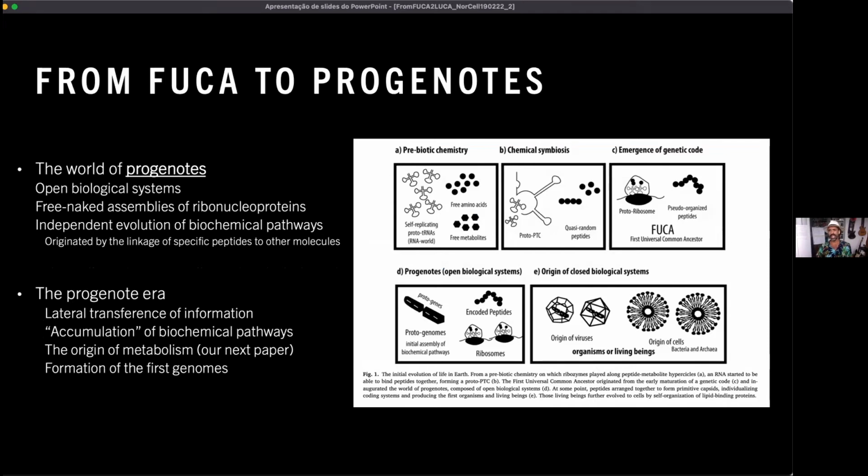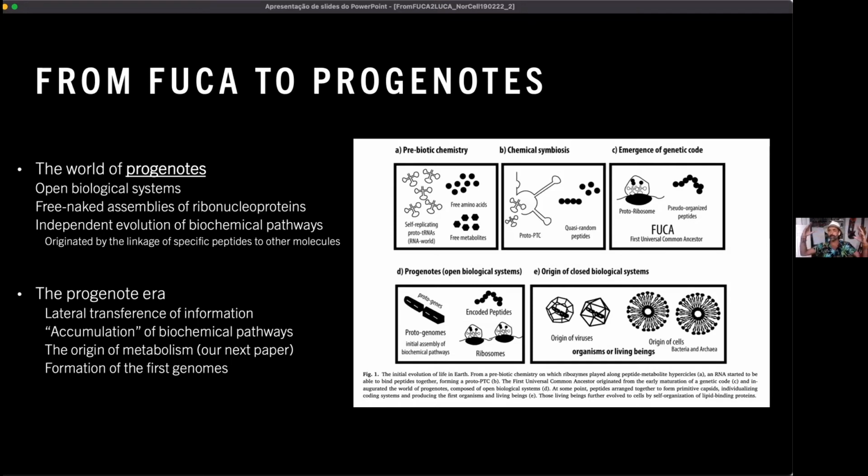So then, from FUCA, what happens after FUCA? FUCA was this first organism capable of binding amino acids and having a genetic code. From FUCA to LUCA, we have an entire gap where we don't know what happens. What happened was progenotes. Progenote is a concept created by Carl Woese again, okay? They were open biological systems, and we are now creating models about how the progenotes evolved and how FUCA could become LUCA, okay?